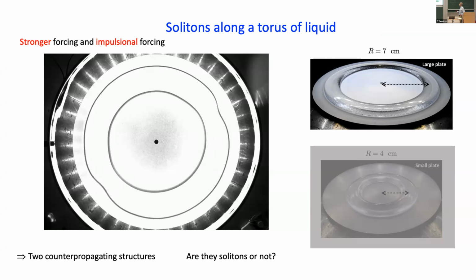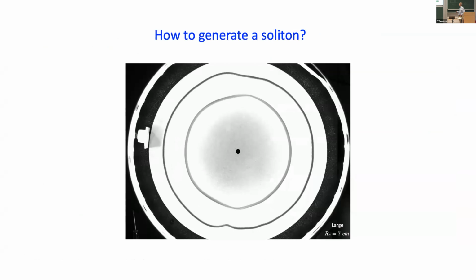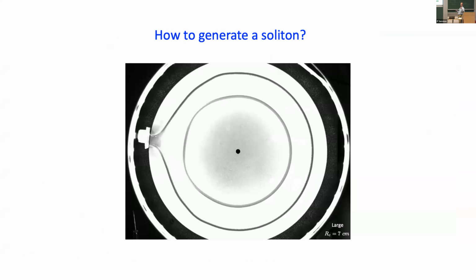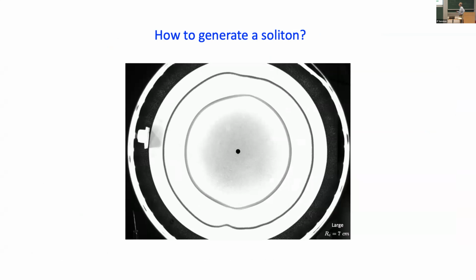So first, how to generate a soliton? It is quite simple. You use a wave maker and you poke, and just by capillary effect, it sticks to the liquid, and then it generates these two counter-propagating waves.